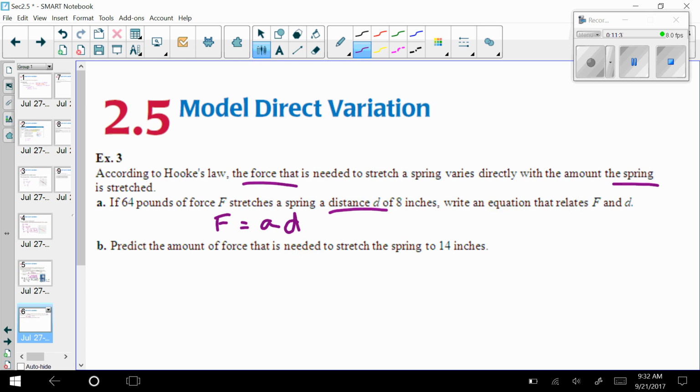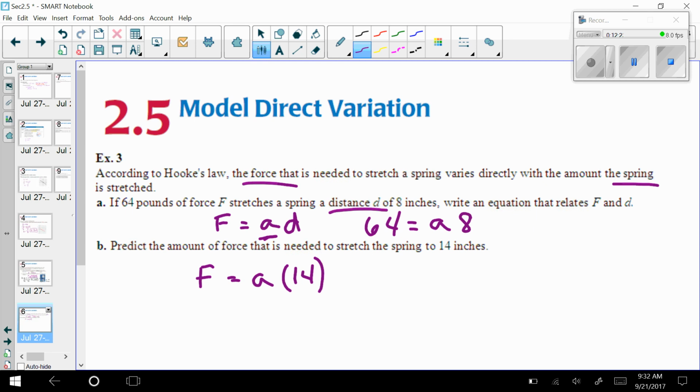Force equals F equals A times D. Write an equation that relates F and D. So force varies directly with the spring that's stretched, so how far it's stretched. Predict the amount of force that is needed to stretch the spring to 14 inches. So we first need to, in part A, we first need to find our A. So it says if 64 pounds of force stretches the spring 8 inches.